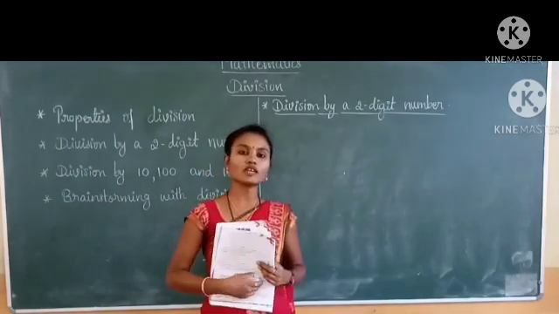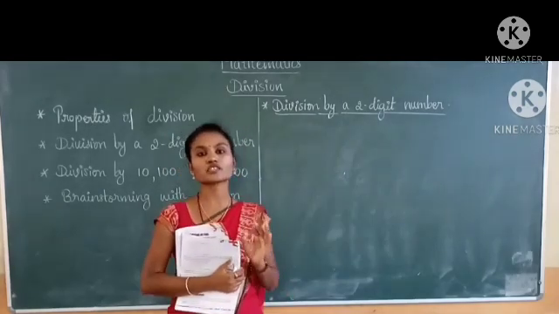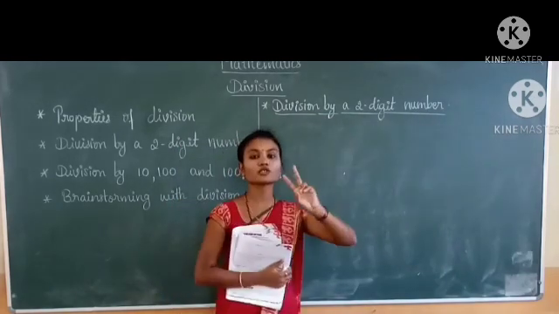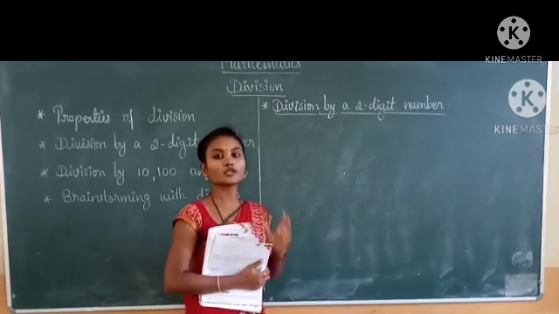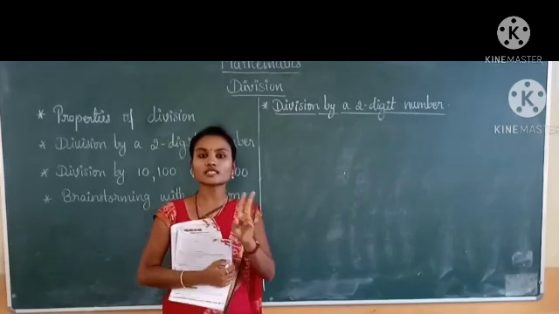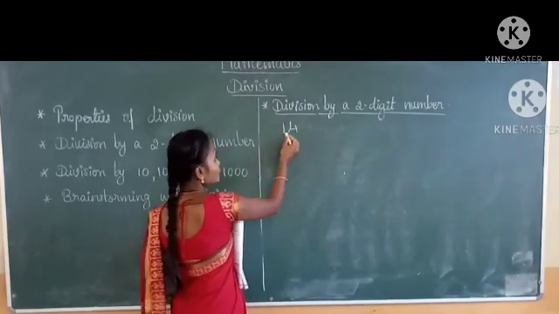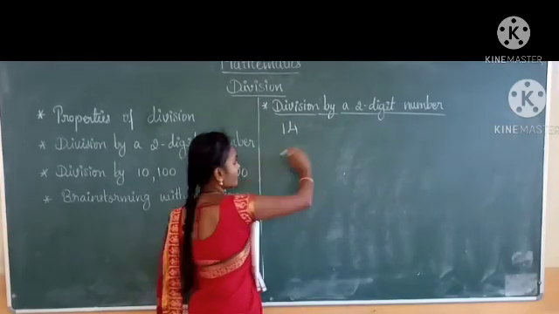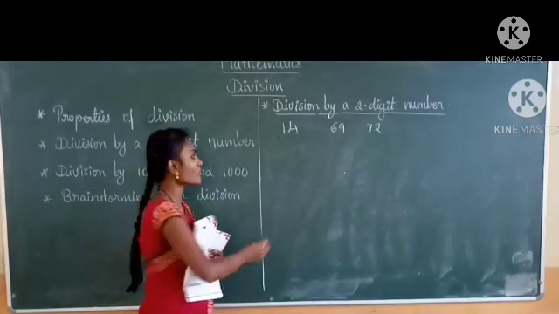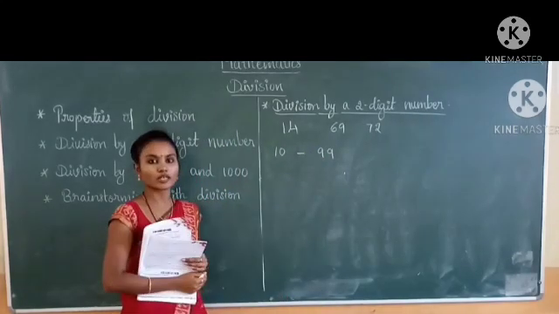Children, in the last year you have already learned division by a one-digit number. In this chapter you are going to learn division by a two-digit number. A two-digit number means there are two digits in the number. For example, 14. Here two digits are there, therefore it is a two-digit number. Otherwise 69, 72, these are two-digit numbers. From 10 to 99, these numbers are two-digit numbers.